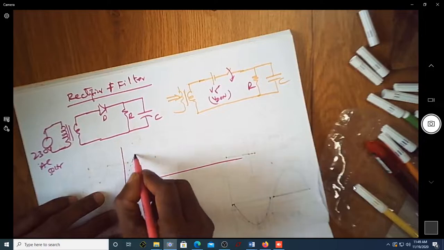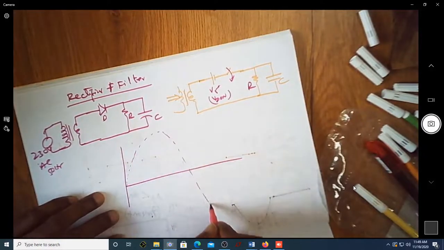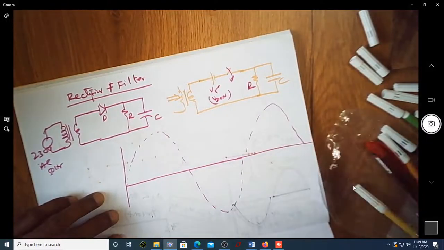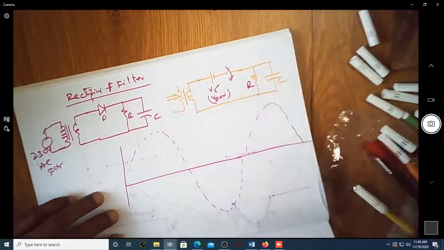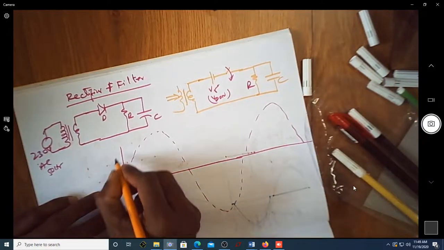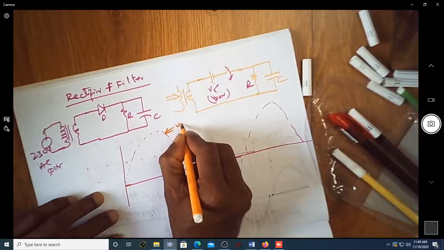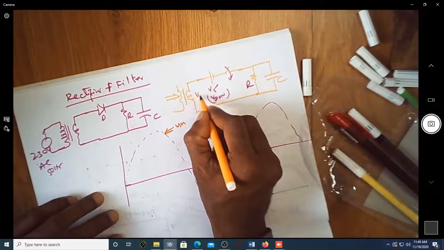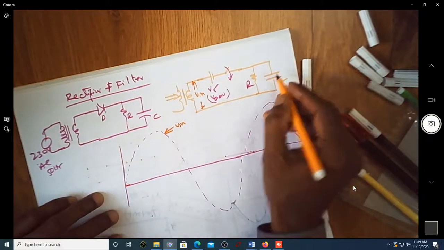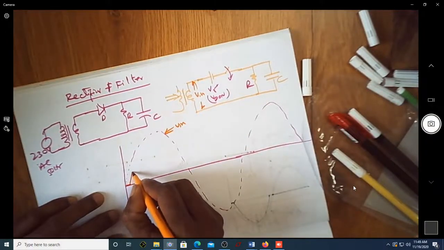this is my input voltage, which is rising like this. And then again the second half cycle. If there was no capacitor, the output voltage would have been something like this. This is what V in is at this point. This is V in at this point. So without the capacitor, it would have gone like this.